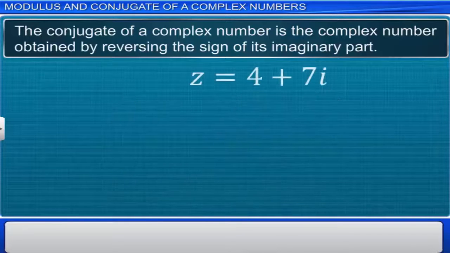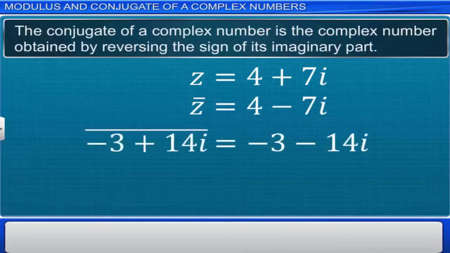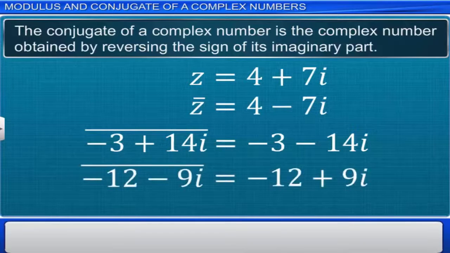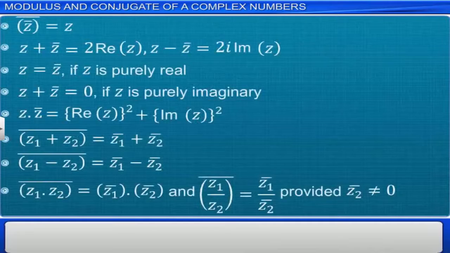Let's find the conjugate of complex number z equal to 4 plus 7i. The conjugate of z is z bar equal to 4 minus 7i. Similarly, the conjugate of minus 3 plus 14i is minus 3 minus 14i. The conjugate of minus 12 minus 9i is minus 12 plus 9i. Here are some important properties of the conjugates of complex numbers.